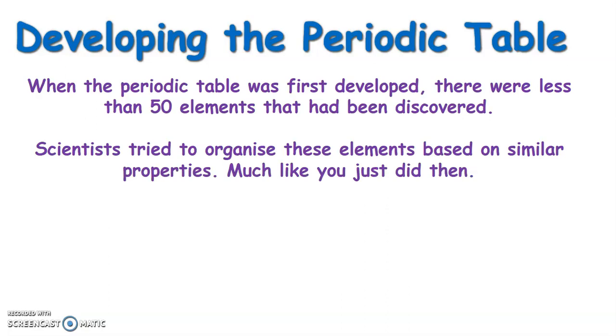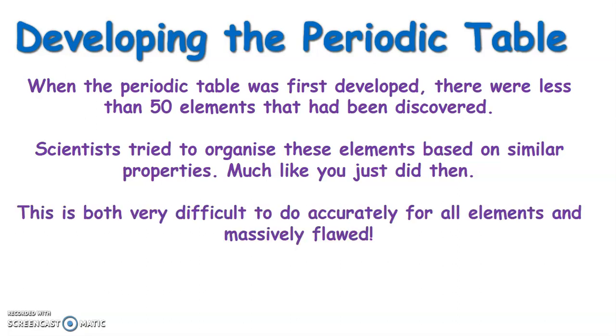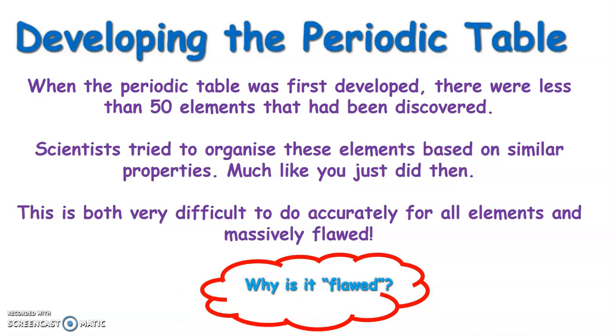So people tried to organise these elements based on their properties. Because as they were discovered, people could find out more about them. They wanted to come up with some kind of system for logging them and so on. This is very difficult to do for all elements, and also the ways that they tried to do it, there were certain problems or flaws in how they tried to do that.